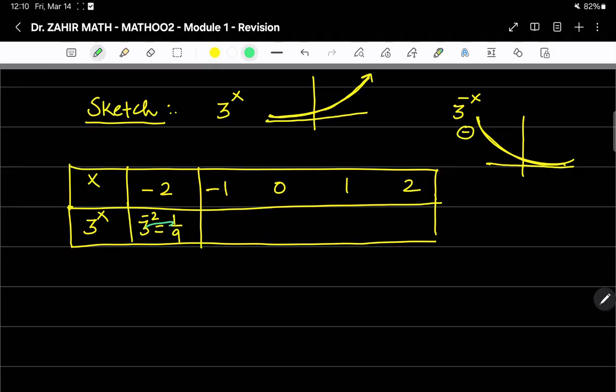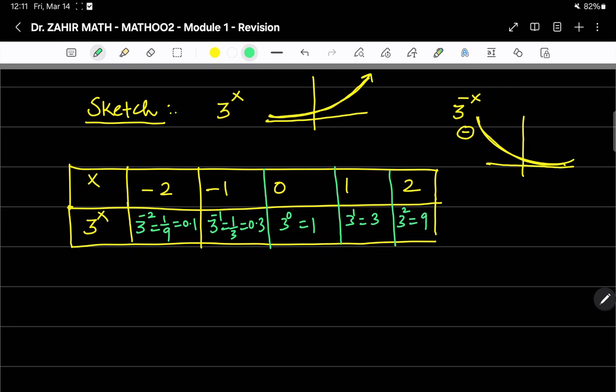And let me use another color so that it will be easy to see. So this is 3 power minus 2, which is equal to 1 by 9, which is equal to 0.1. Okay, let me check also. Shift, 9, 3. 1 divided by 9, which is equal to, yes, 0.1. And then put 3 power minus 1 in the calculator. So you get 1 by 3, which is equal to 0.3. Put x as 0, 3 power 0, which is equal to 1. And 3 power 1 is equal to 3. And 3 power 2 is equal to 9.